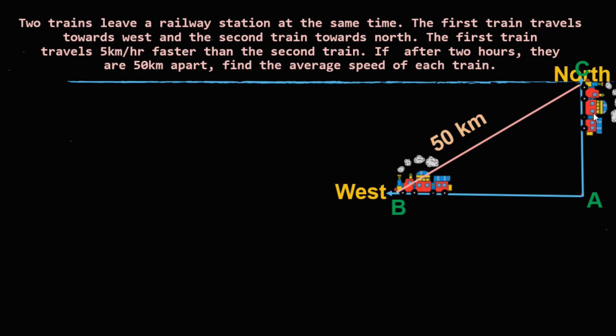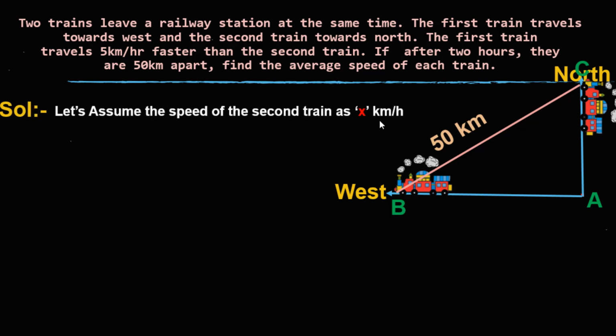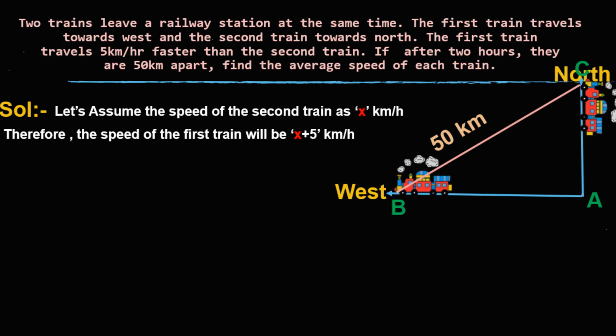So let us assume the speed of the second train as x kilometers per hour. Now if the speed of the second train is x, then what is the speed of the first train? Very good. To get the speed of the first train, we have to add 5 kilometers per hour to the speed of the second train, since the first train is 5 kilometers per hour faster. Therefore the speed of the first train will be x plus 5 kilometers per hour.